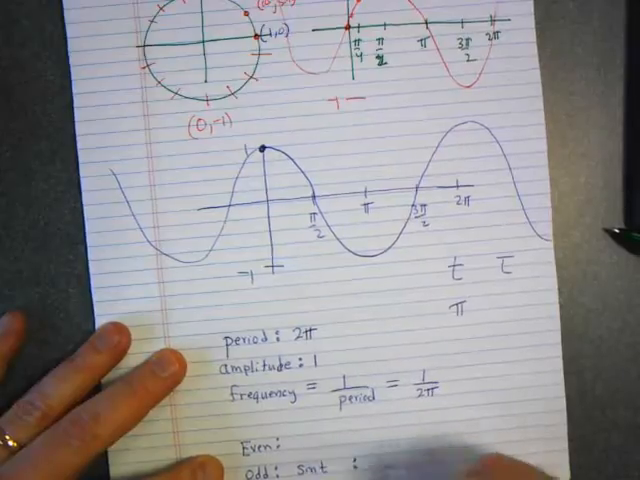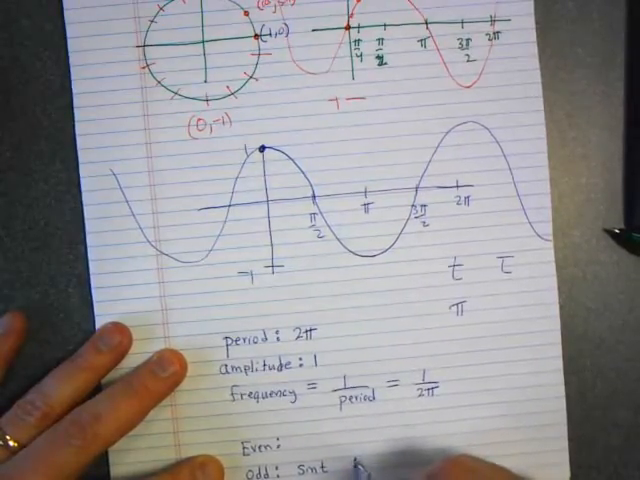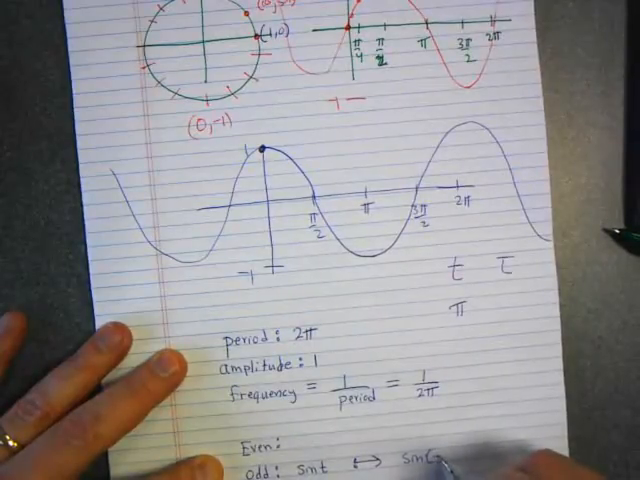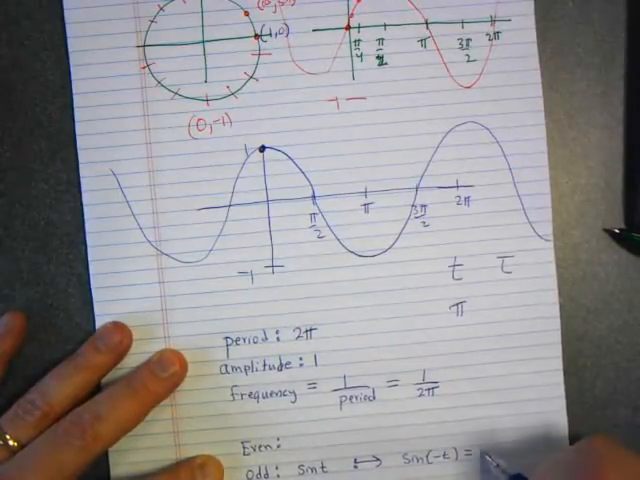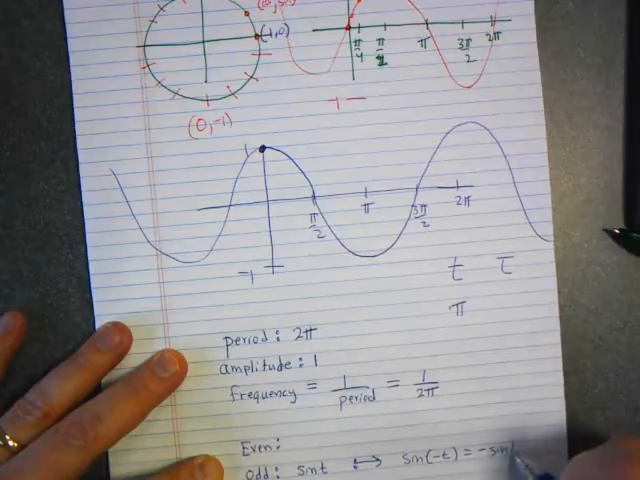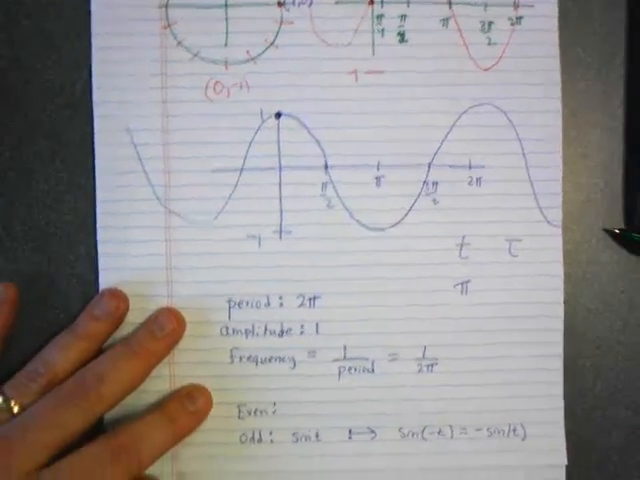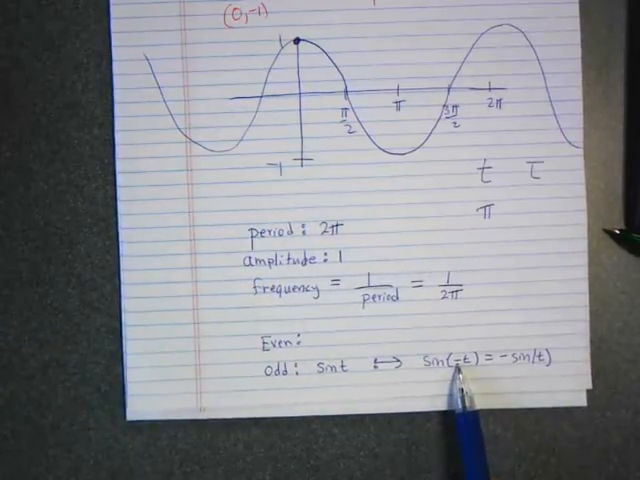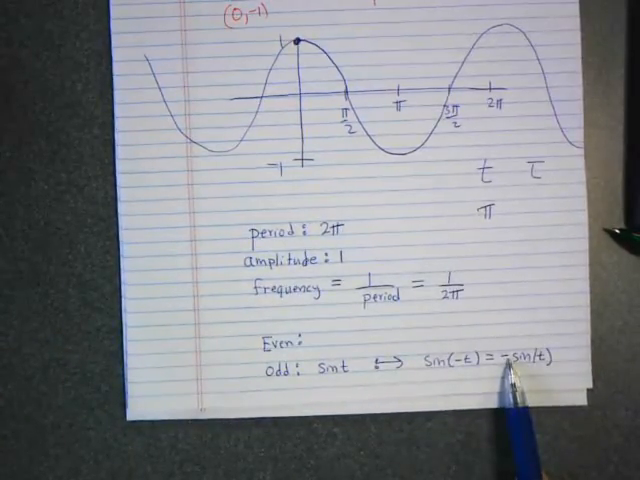Another way of saying that is sine of negative t equals negative sine of t. That was your formal definition of odd functions. The formal definition of an odd function was it takes a negative sign and pulls it out to the front.